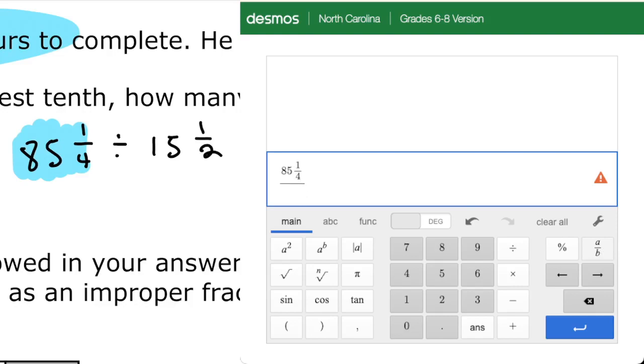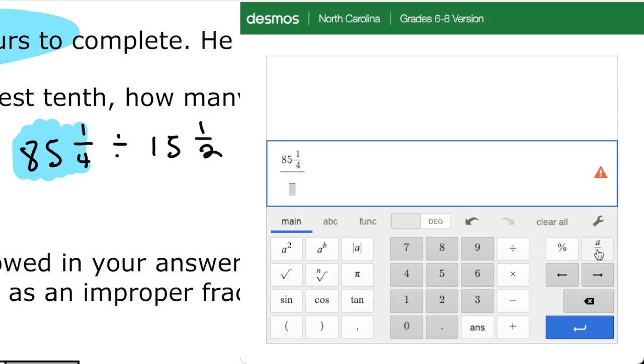Now on the rare occasion, you may press that fraction button and sometimes it'll put the 85 in the top part of it. So if it does that, let's say you typed 85 and then you pressed the button and it does this, just simply go to the left and put the whole number portion there. Okay. All right. But for this one, we're going to divide by 15 and one half. So let's do 15, 1/2, and I get 5.5.